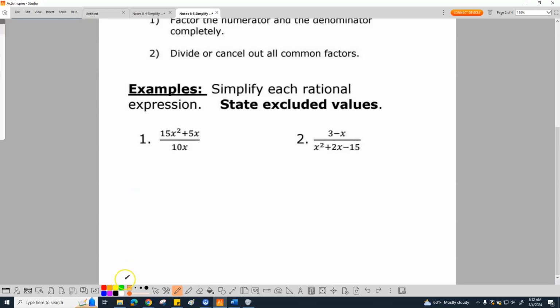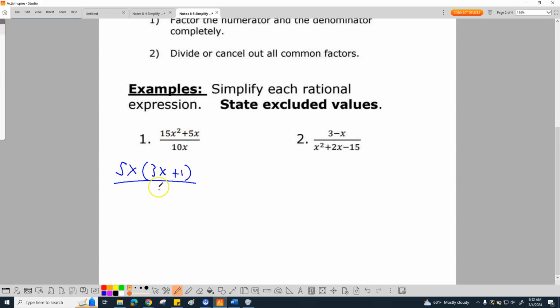Remember, we're simplifying. So that means you're going to break down the numerator or the denominator or both and try to take out what you can. So I see on number 1, I'm going to pull out a 5x on top. So I have a 5x on top, which leaves me with a 3x plus 1 on the numerator. Then you can check your work by distributing. 5x times 3x is 15x squared. 5x times 1 is 5x.